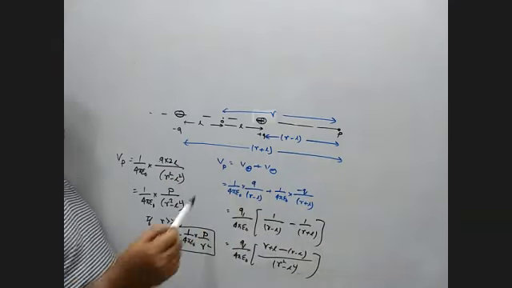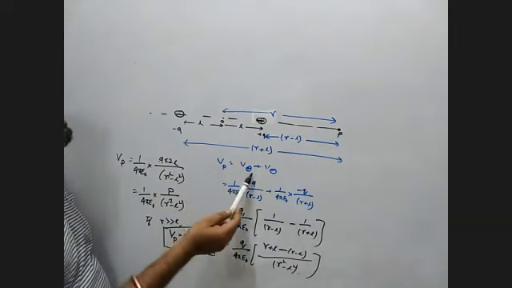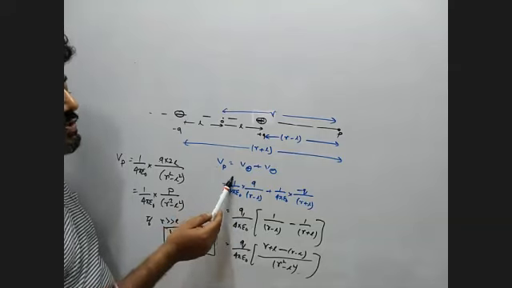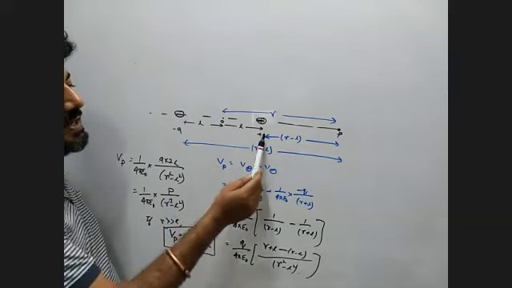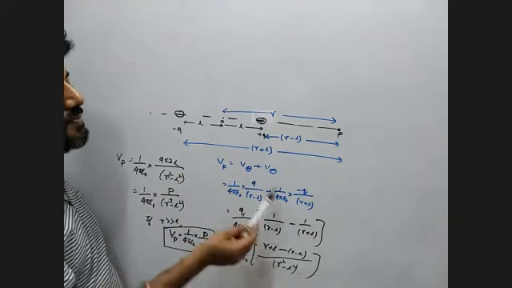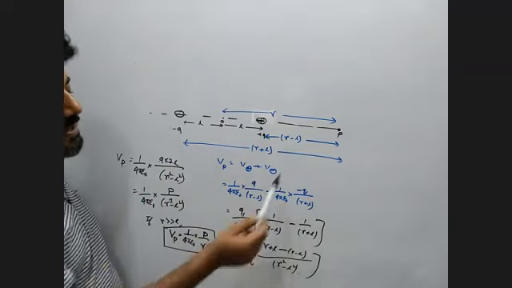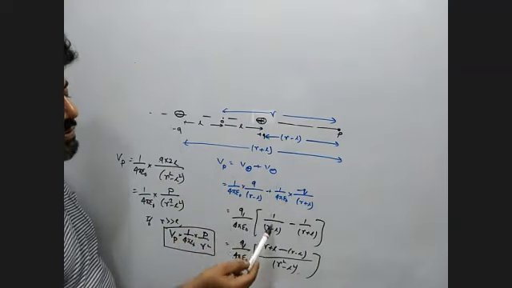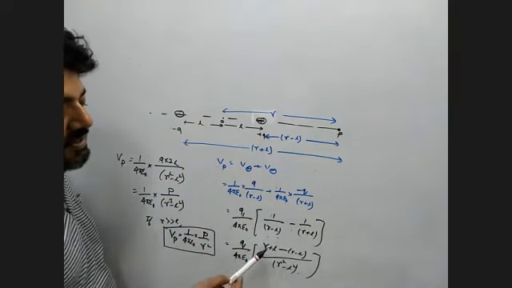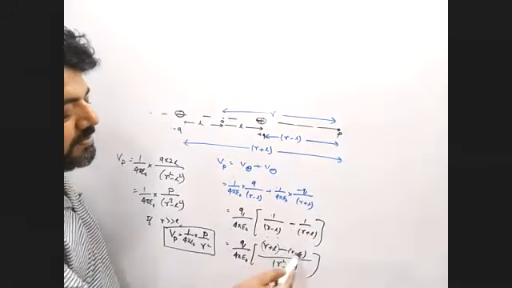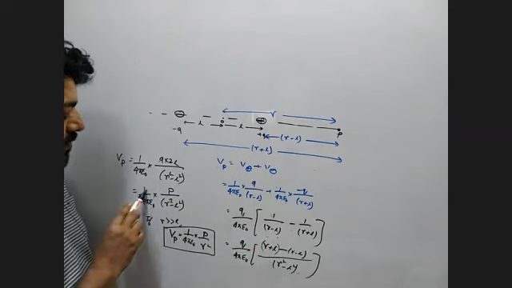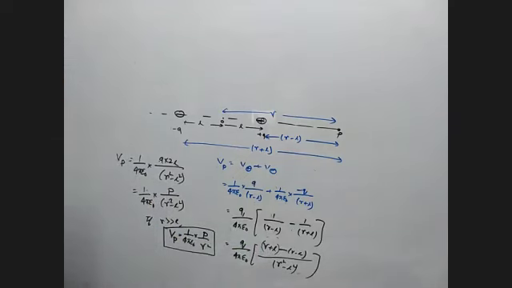We know potential is a scalar quantity. The net potential at P is V plus plus V minus. So 1 by 4 pi epsilon naught, charge by that distance, and the strength in nature is positive. For this one, 1 by 4 pi epsilon naught into minus Q by R plus L. We can take common Q by 4 pi epsilon naught, 1 by R minus L minus 1 by R plus L. So we take the LCM, R square minus L square, R plus L minus R minus L. So 1 by 4 pi epsilon naught, Q into 2L. So Q into 2L is P, 1 by 4 pi epsilon naught, P by R square minus L square.